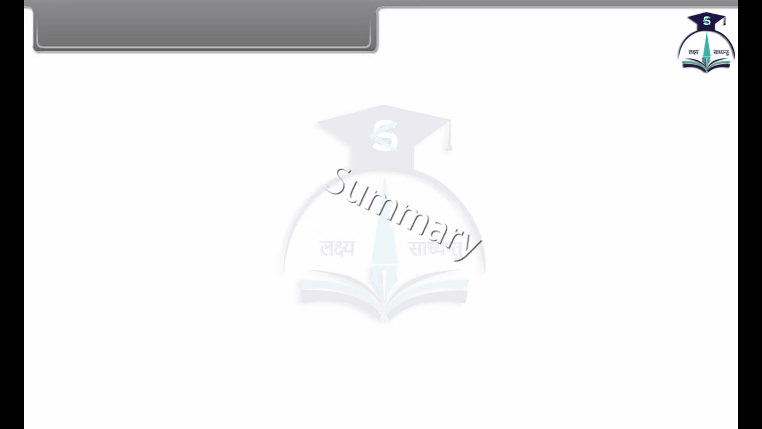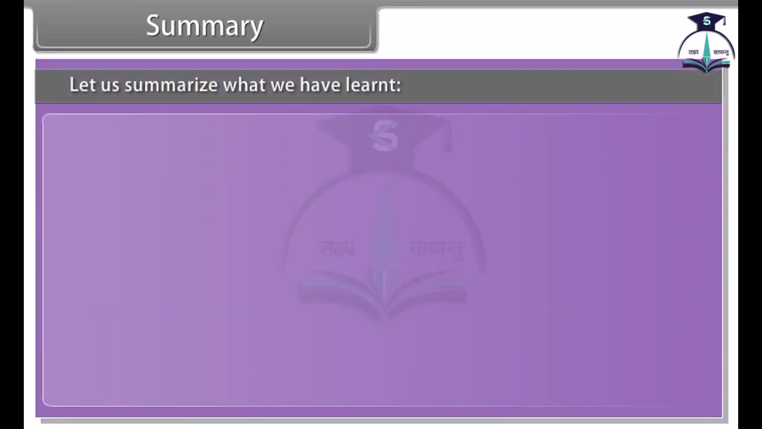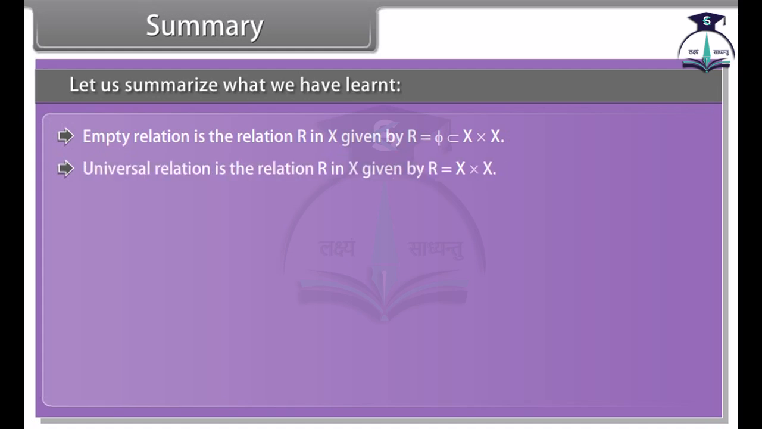Summary. Let us summarize what we have learned. Empty relation is the relation R in X given by R = null set, which is a subset of X cross X. Universal relation is the relation R in X given by R = X cross X.